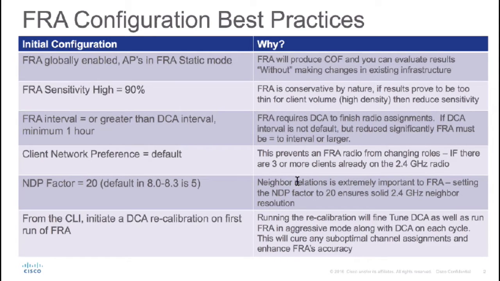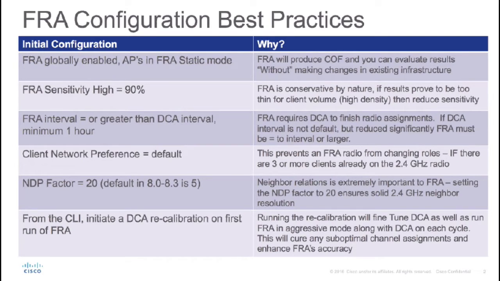Got it. All right. Client network preference at default. What this says is that it prevents an FRA radio, an XOR radio, from changing roles if there's 3 or more clients already on the 2.4 gigahertz radio. Now, this is good in a production environment, but you may want to override it in a lab environment to the connectivity profile. The connectivity profile will allow an immediate change regardless of the number of clients on 2.4. So we recommend default.